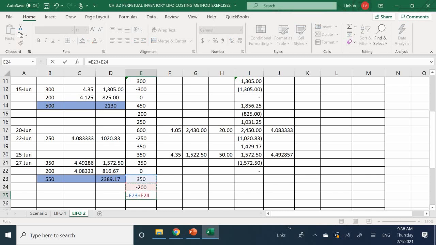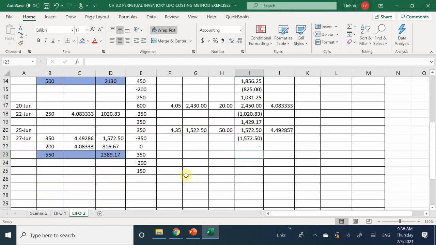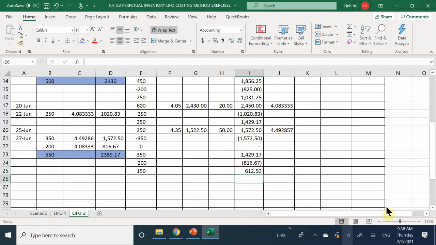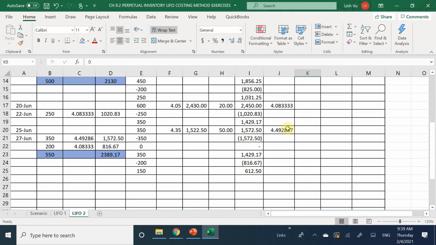So here I'm taking my 350, subtracting out that 200, giving me a remainder of 150. I'm also going to pull this information down, so just double checking it's 1429.2917 minus this number here. So I should get an even number of 612.50. So again, I'm going to come over here to my purple batch. 350 minus 200 gives you 150. Boom. 612.50 is correct. And there I have my cost of goods sold.